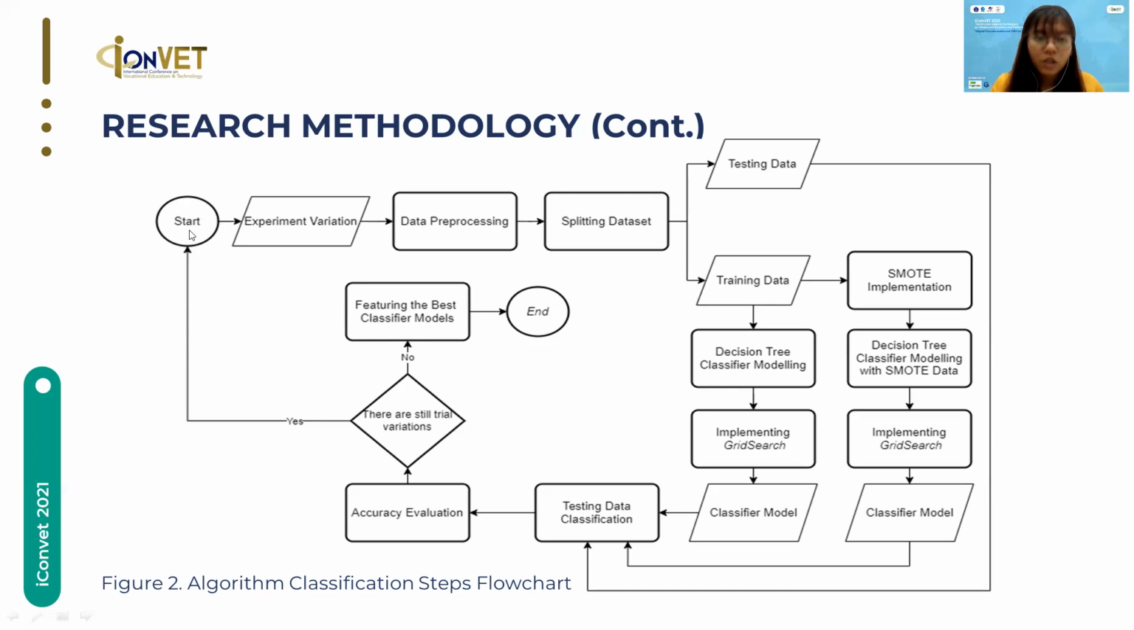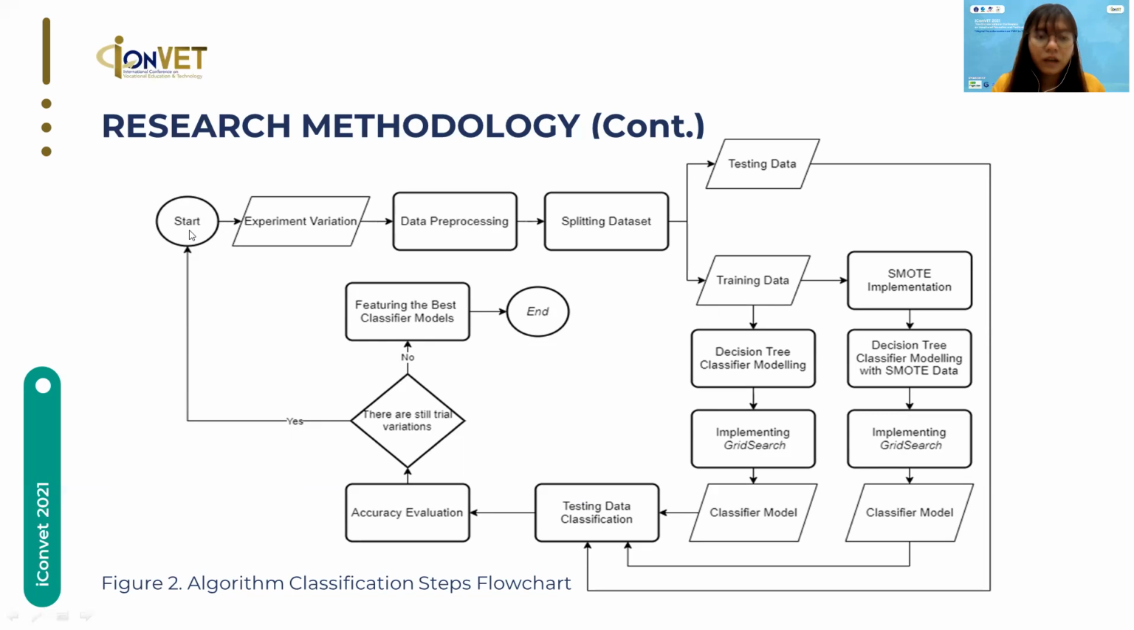Point 4, SMOTE implementation will be carried out on the training data to balance the amount of data in each class. Then the modeling is carried out twice, namely using the initial training data and using the data from the SMOTE implementation.